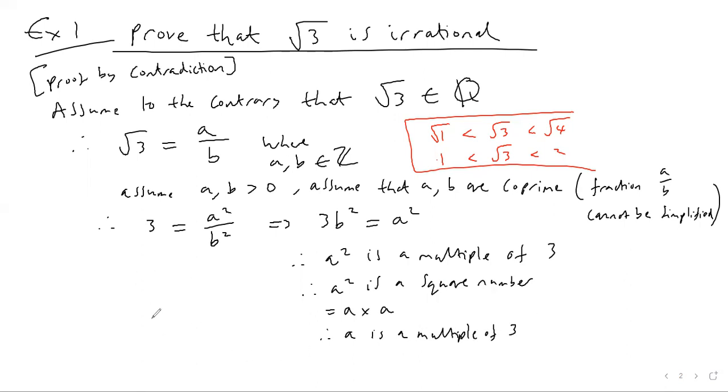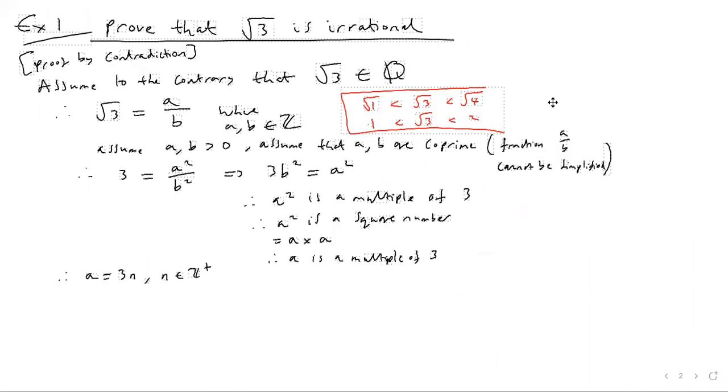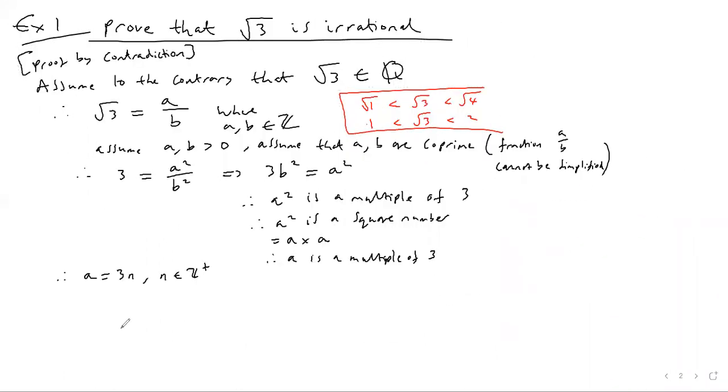So what does that mean? So that means that therefore we can write a as 3 times an integer n, where n is a positive integer. And I just put a plus sign up there to make it clear that n is a positive integer. So again, if a is a multiple of 3, then it means that you can find another integer n such that 3 times that integer gives you a, because a is a multiple of 3. So we know that for a fact.